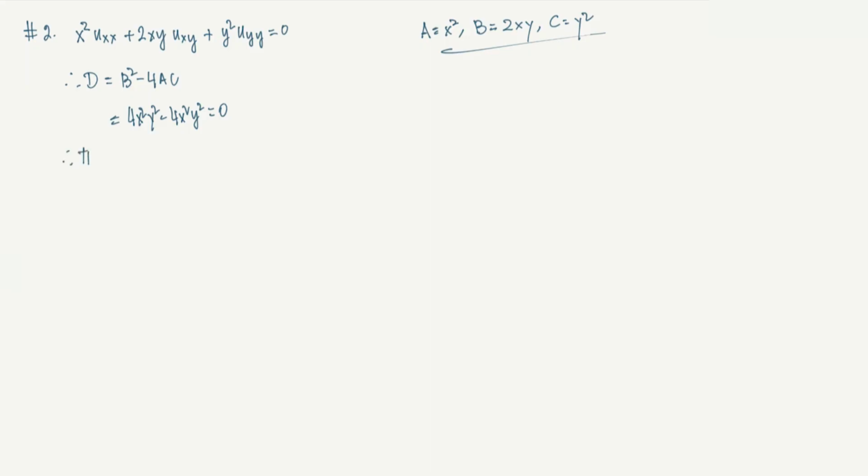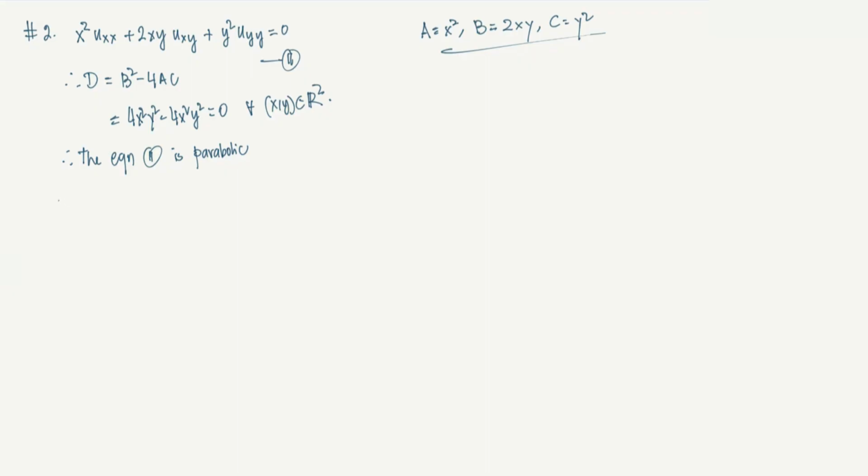Therefore, equation 2 is parabolic everywhere. This is 0 for all x, y in R squared, right? So that is what I'm saying: it's going to be parabolic everywhere. Now, what are the characteristics? How do you solve this? How do you change it to a canonical form?